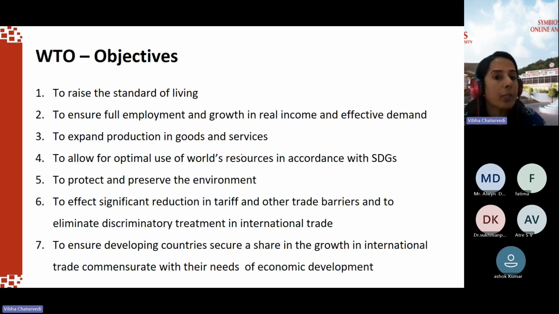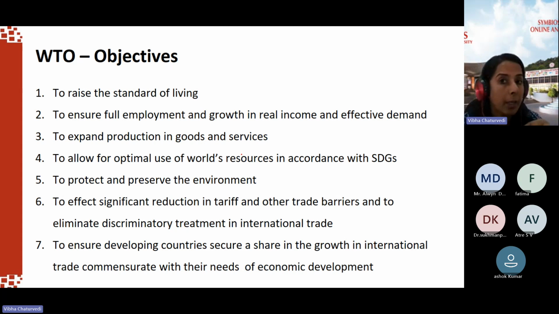So these are the objectives of the WTO. The WTO had these objectives laid down, that the whole idea was to raise the standard of living and to ensure full employment of resources all around the world.